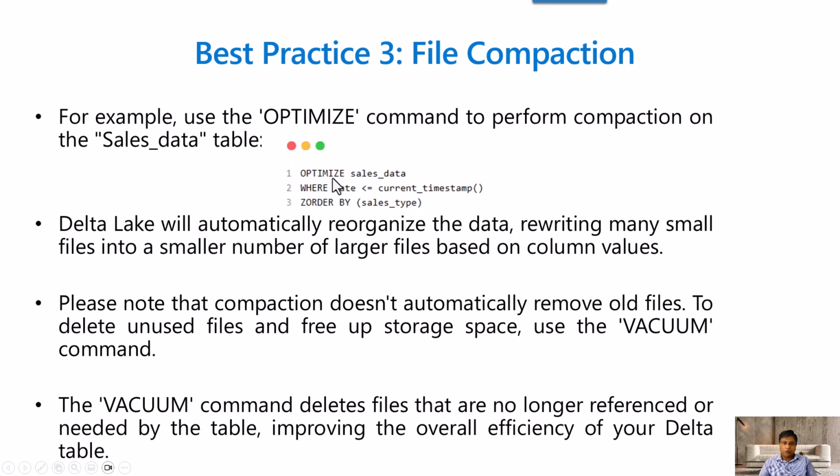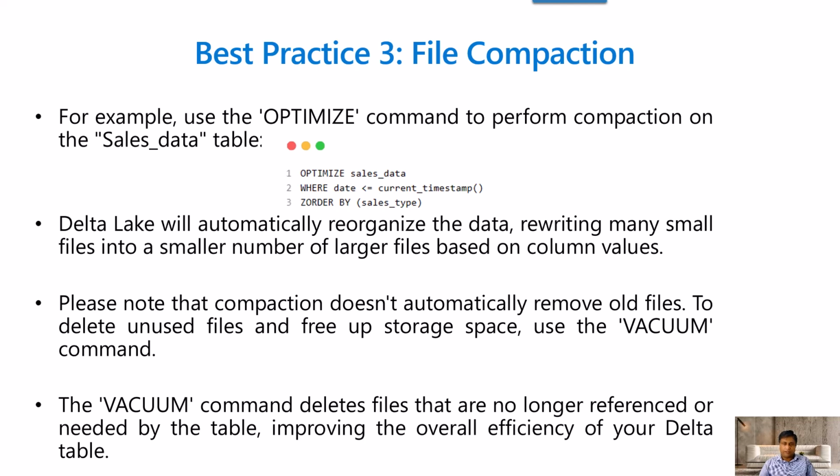So now if you use the optimize command, optimize sales data where date is less than current timestamp, Z order by sales type, this way it automatically reorganizes the data and rewrites these files, the number of files is reduced and compacted, and one file becomes bigger, but the total number of files becomes smaller. And this way it helps you improve the performance.